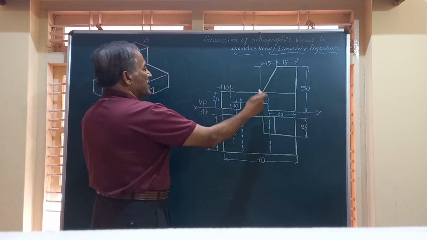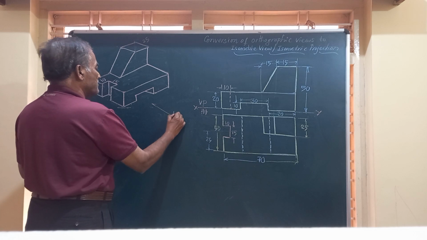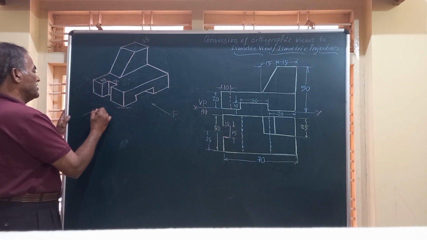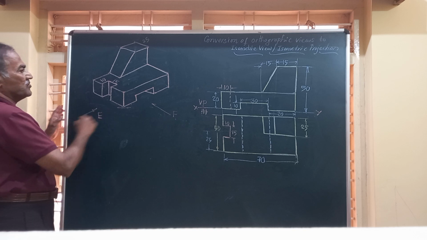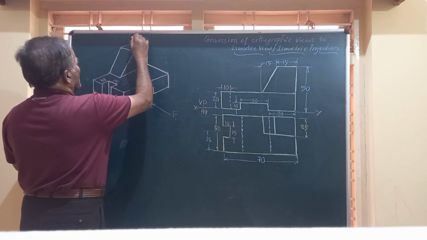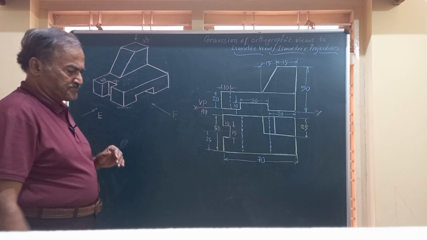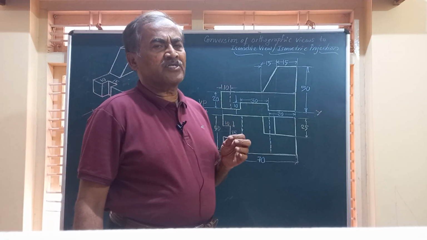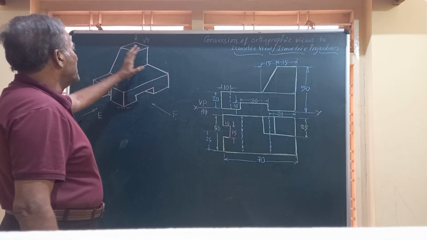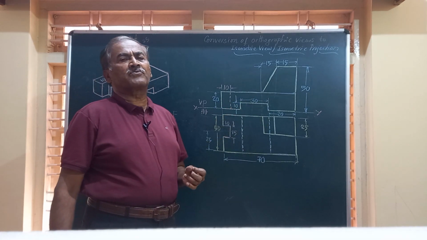And here, to get this front view, you have to look in this direction. I will simply call it as F. And in this view, if you see, you will get the end view or left end view. And if you see from the top, from this end, you will be able to get this. Friends, we have constructed the isometric view of the component whose orthographic views are given.